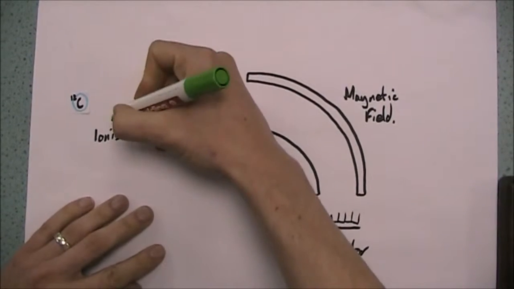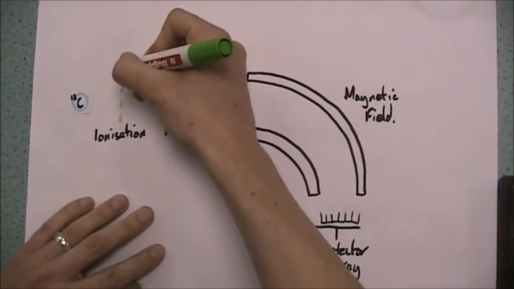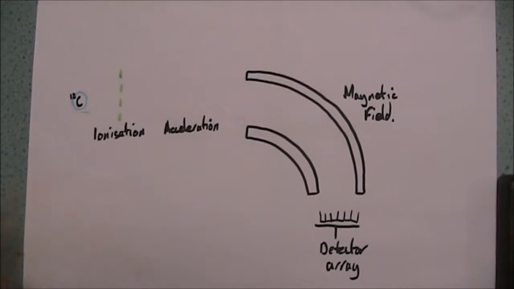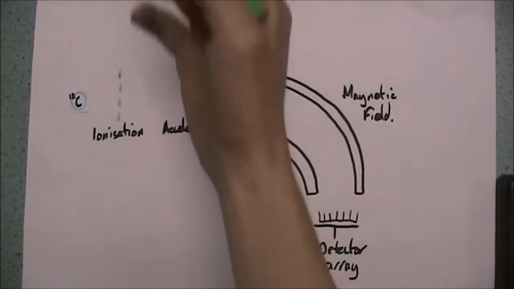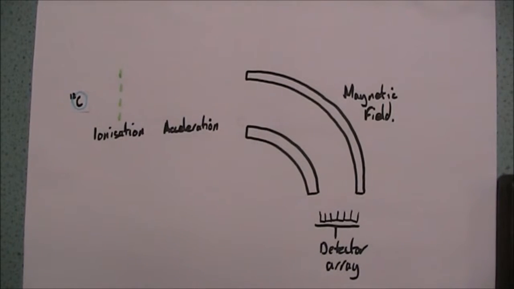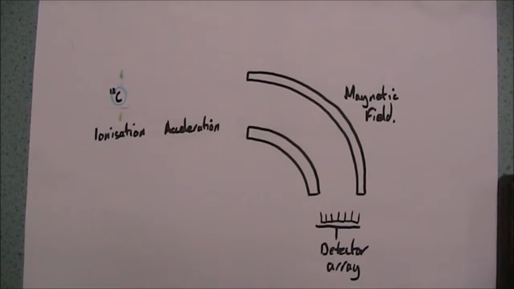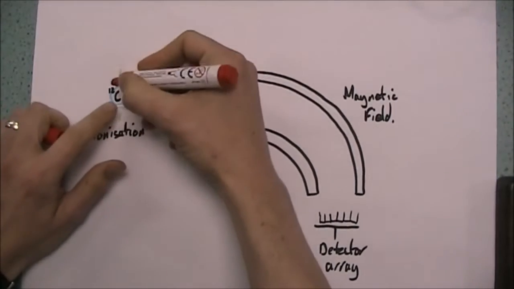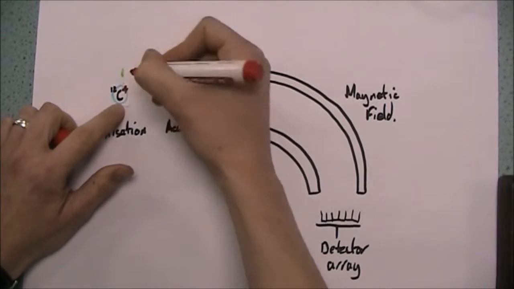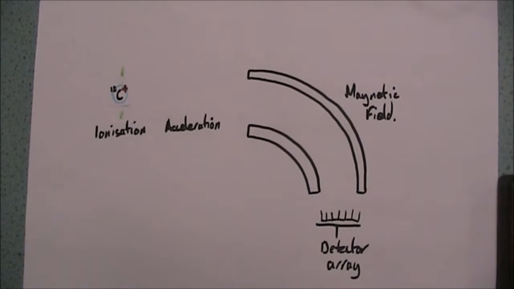What tends to happen is beams of electrons are blasted through this part of the mass spectrometer. As your particle passes through, it becomes ionized. So I'm going to put a plus on there.